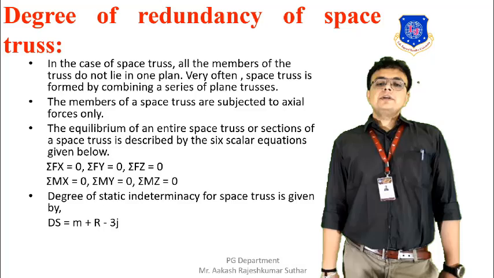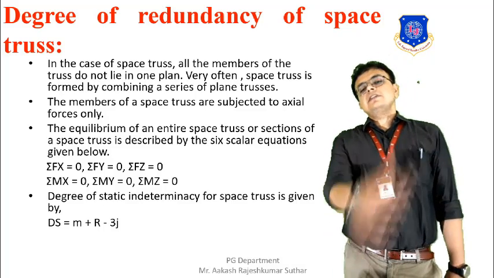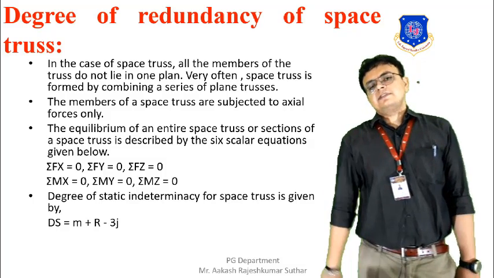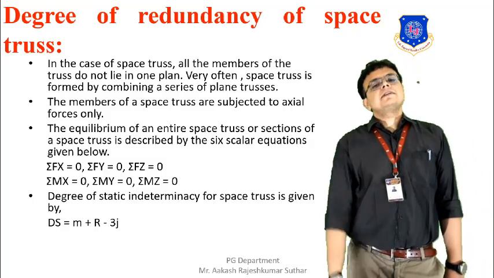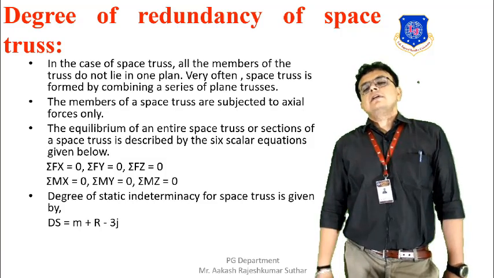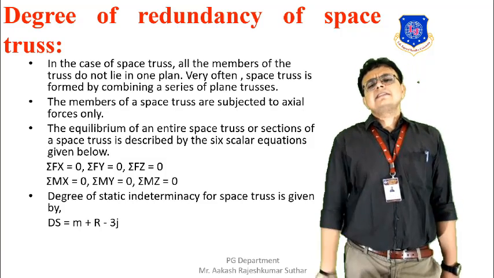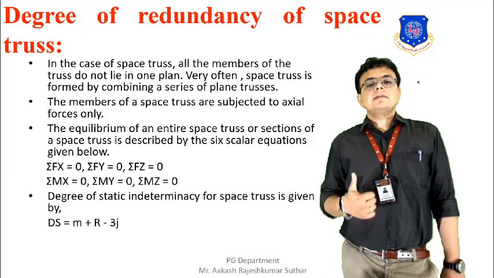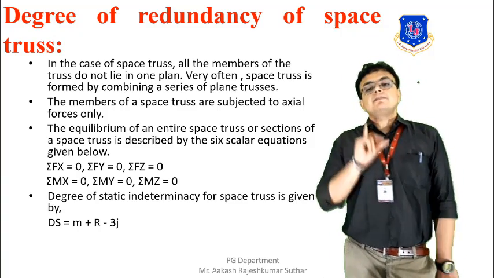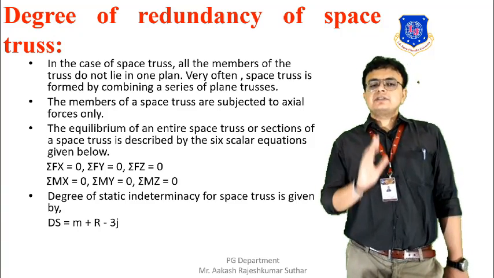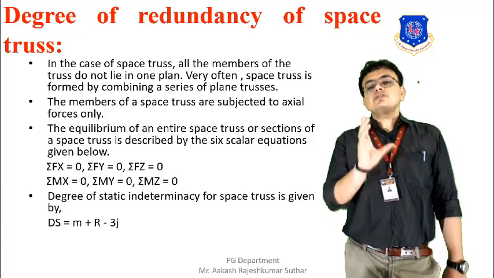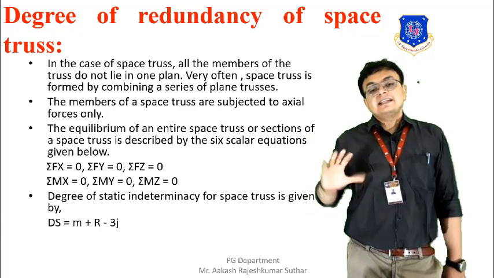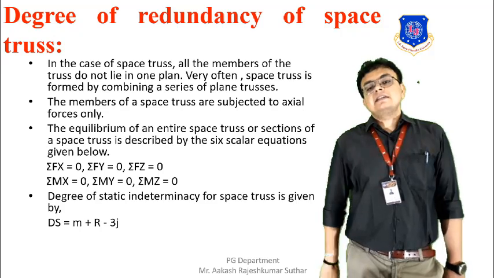Now moving to the next topic, the degree of redundancy for a space truss. We have discussed a lot about plane frames and rigidly jointed frames. We have talked about grids. Now let's discuss the space truss. In case of a space truss, all the members of the truss do not lie in one plane. Very often the space truss is formed by combining a series of plane trusses. When a number of plane trusses are connected with each other, we get a space truss.